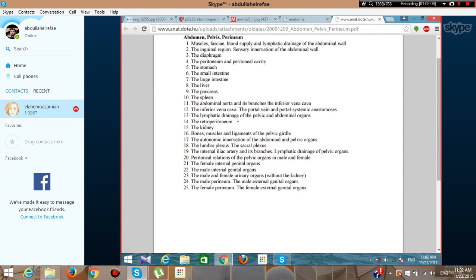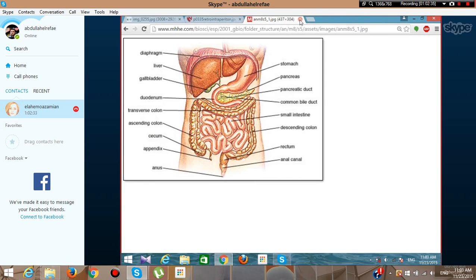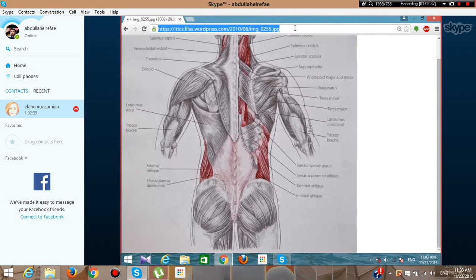Lymphatic drainage of abdominal organs. We do pelvic organs later. Retroperitoneum. We said the borders, the chambers, and what is inside in each chamber. And then kidney. Let's do diaphragm. How do the topics look?